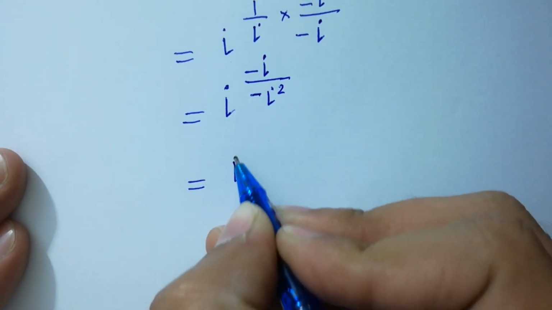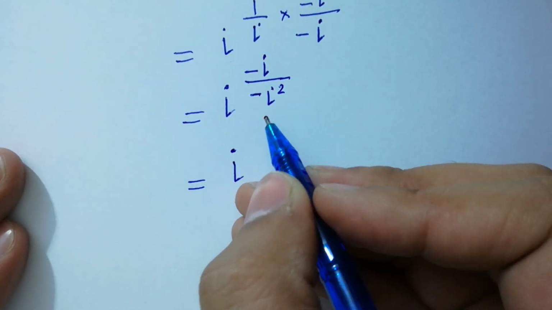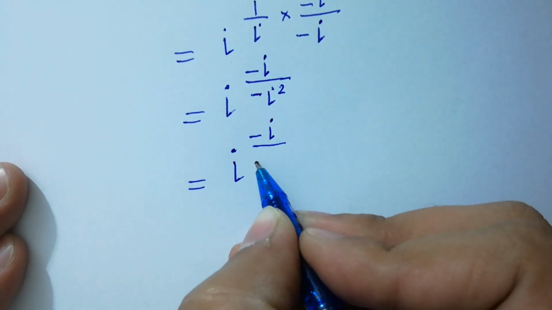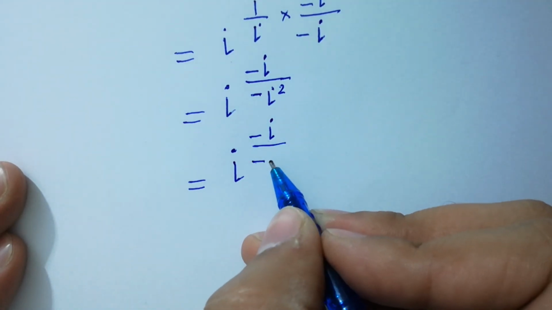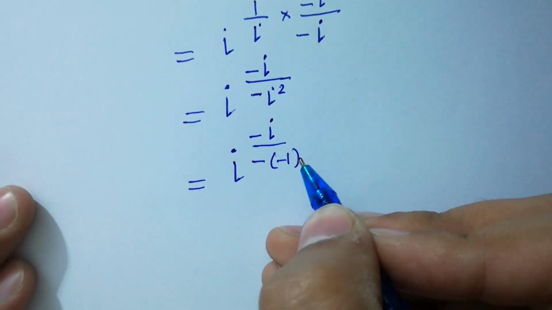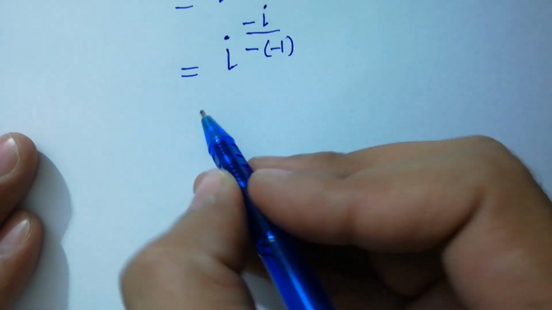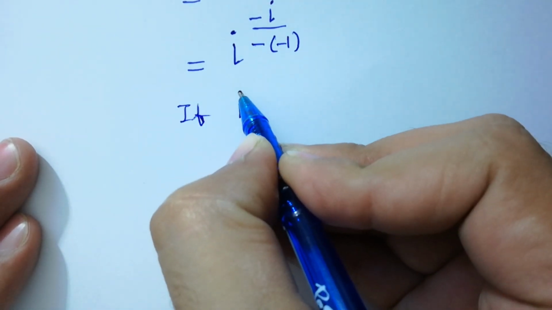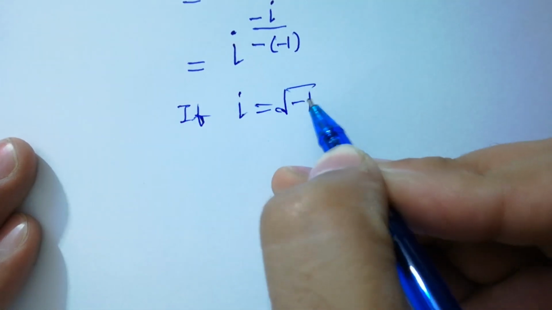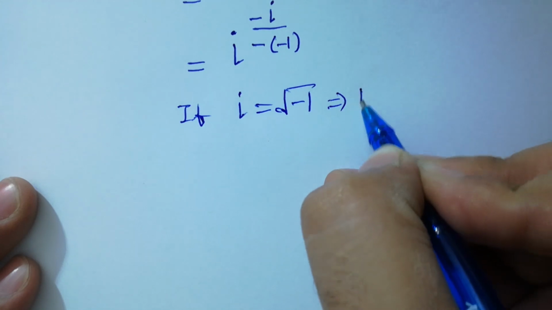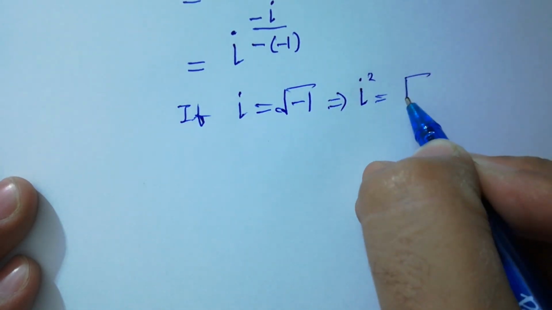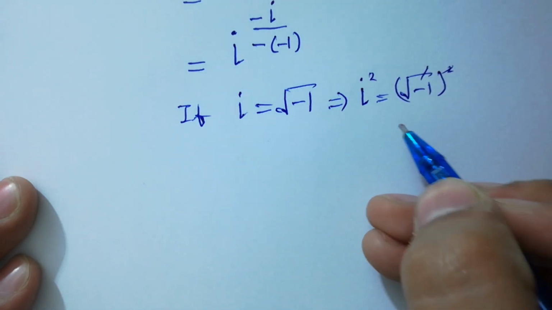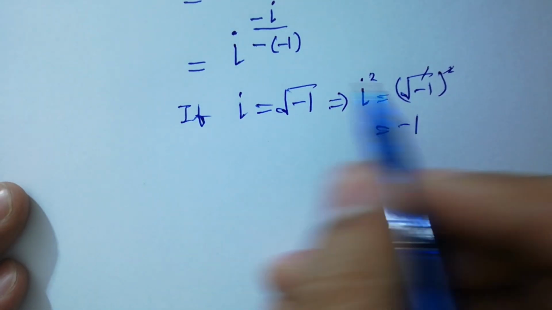i to the power minus i over minus i square equal to minus 1, because if i equal to square root of minus 1, take square on both sides, i square equal to square root of minus 1 whole square. Square will be cancelled from square root. We have minus 1. Clear?